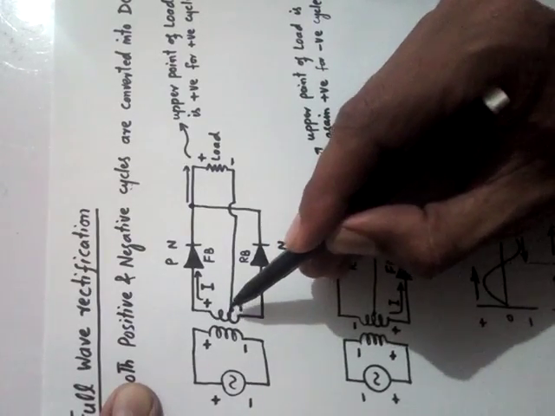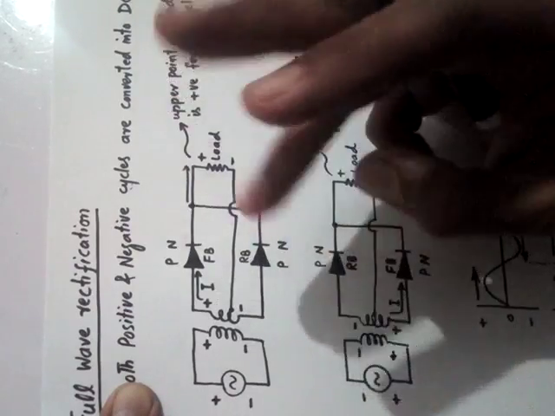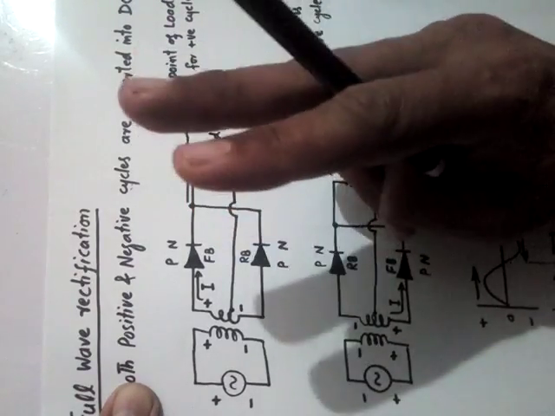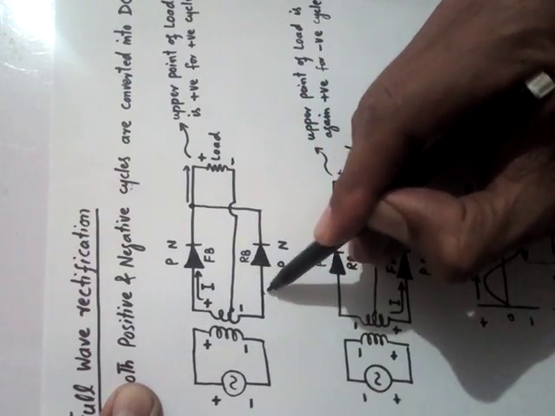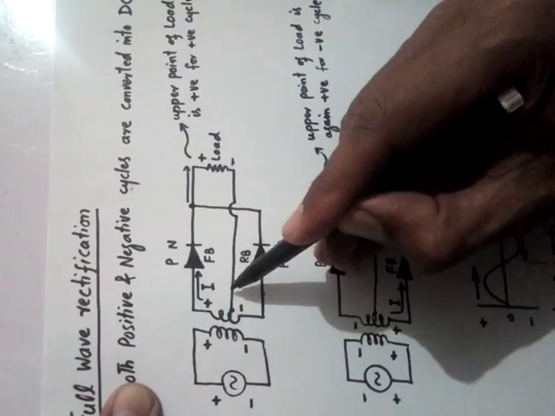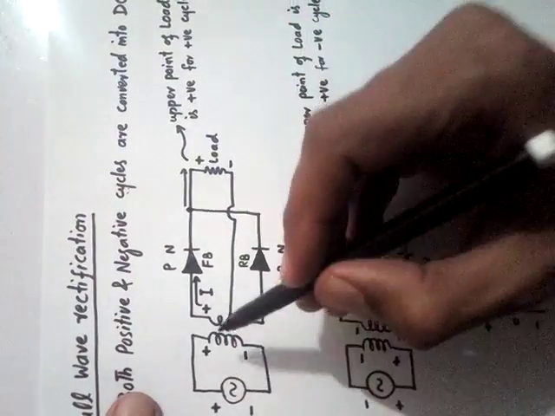This is called a center tap transformer. This center tap transformer has three wires instead of two. One wire is this one, the second one is this one, and the third wire is this one. Clear? Now you can see that again.